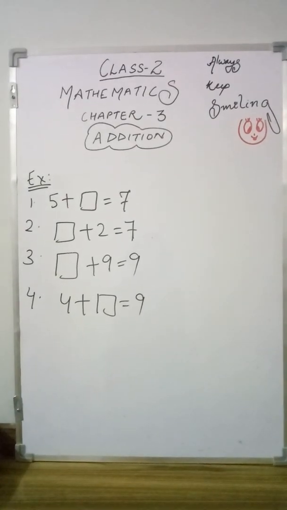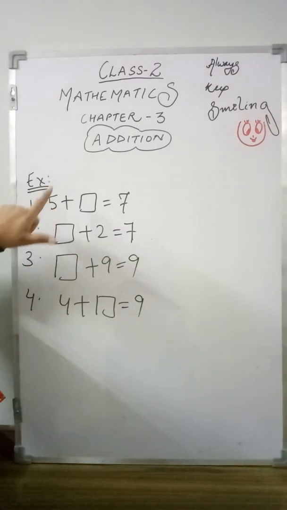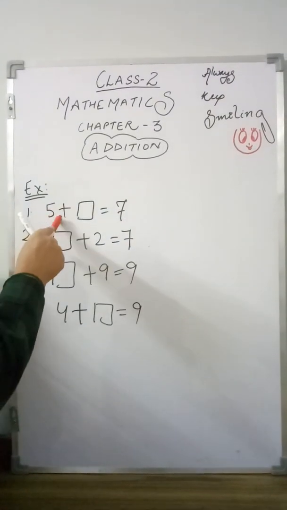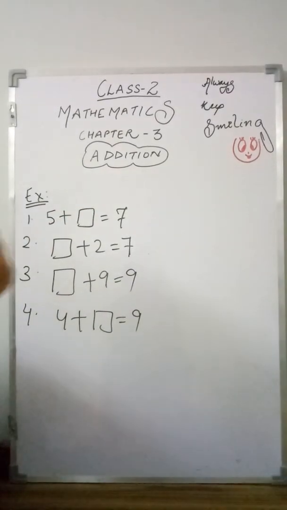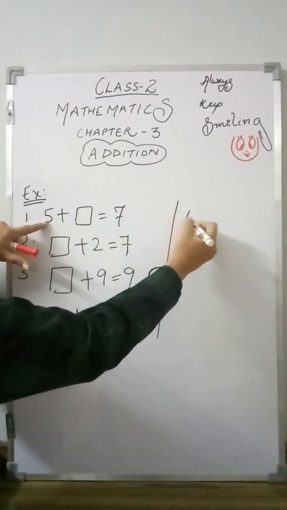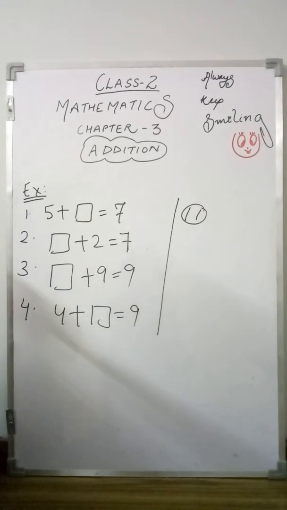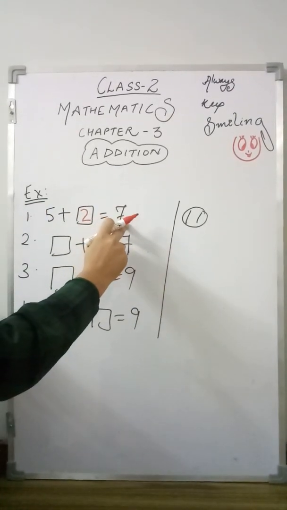So let's start doing, how can you make the pairs? Here it is 5 and you want the answer 7. So how many numbers are added to 5 to reach 7? You can start counting by slanting lines. You can draw the slanting lines in the rough corner. 5, 6, 7. So how many lines are there? 2 lines. So you can write 2 here. So 2 is the complement of this 5 to make the sum 7.